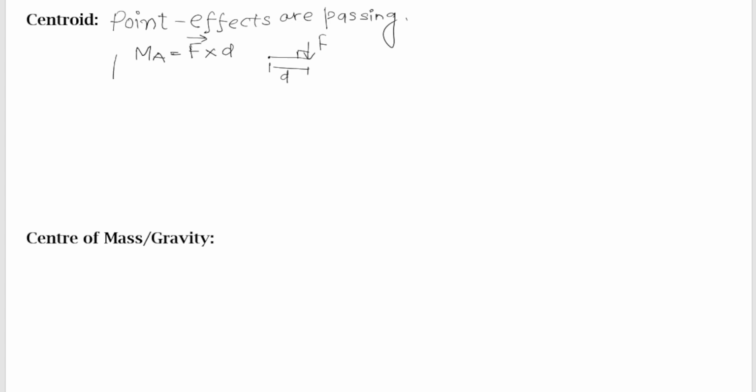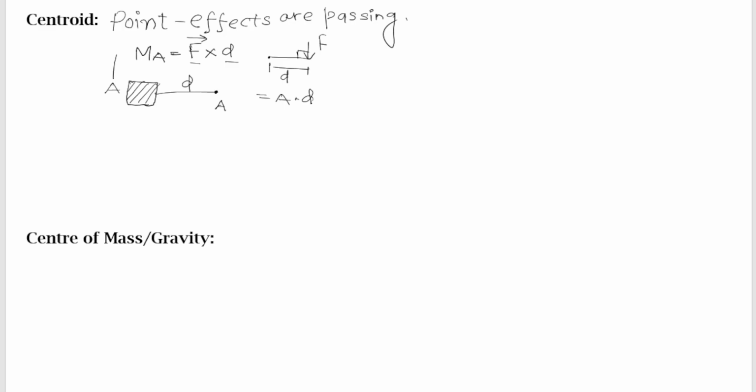So similar to this, the moment of an area is the moment created by an area. So if I have an area which is lying at a point, away from a point A by a distance D, then if moment of the force is F into D, then the moment of the area will be A into D. This is something called moment of an area.